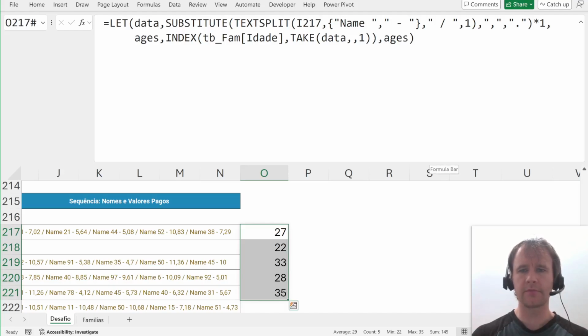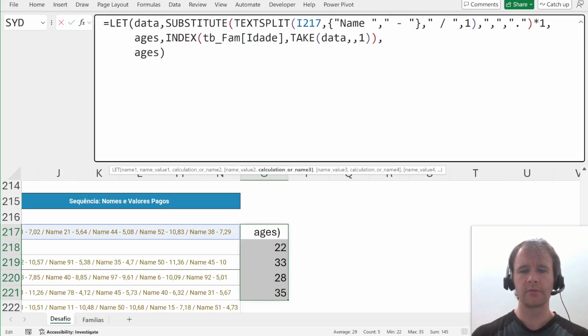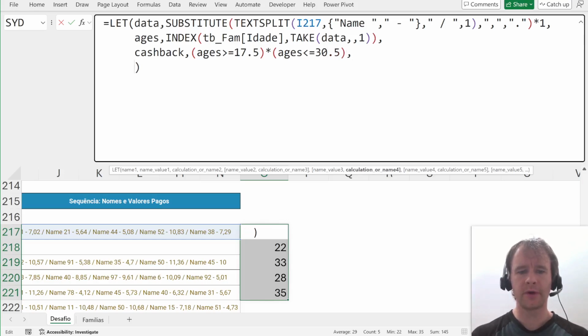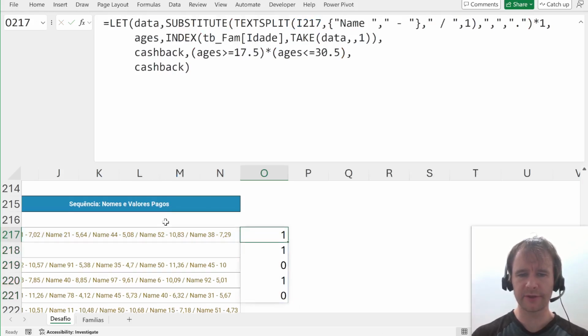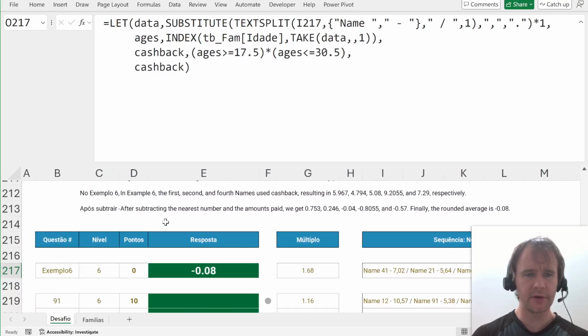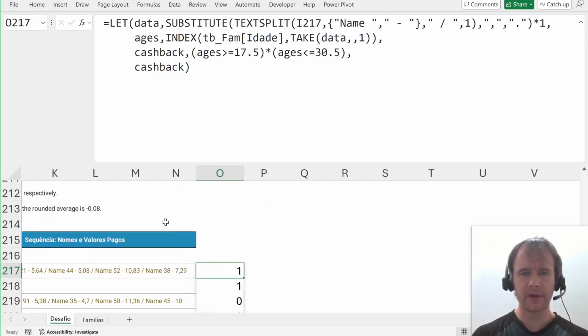That's good. Then I want cashback can be ages greater than or equal to 17.5 times ages less than or equal to 30.5, just using round numbers to avoid any wobbles. So that gives me the first, second, and fourth, which I think is what it said here. Yes, first, second, and fourth, good.